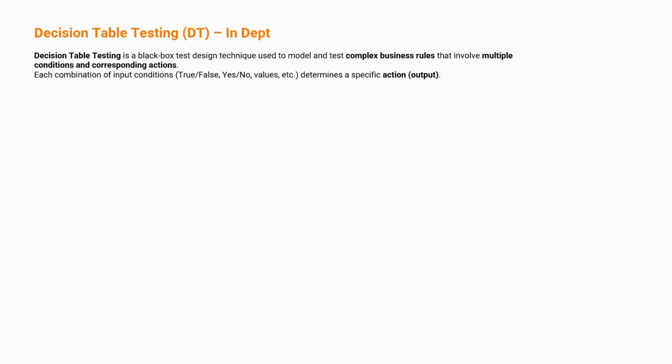Decision table testing. Decision table testing is a black box testing technique that is used to model and test complex business rules that involve multiple conditions and corresponding actions. A decision table is very useful in an application where there are a lot of business rules that involve multiple conditions and the corresponding actions. Each combination of input conditions, the true or false, yes or no values, etc., determines a specific action or output.